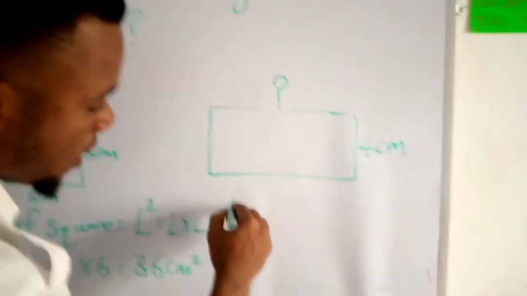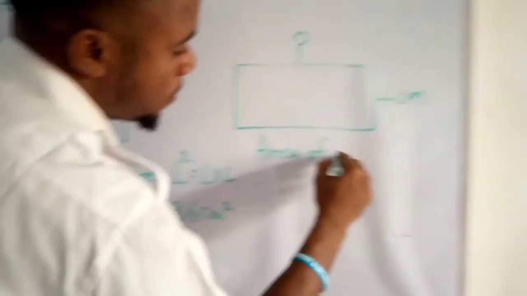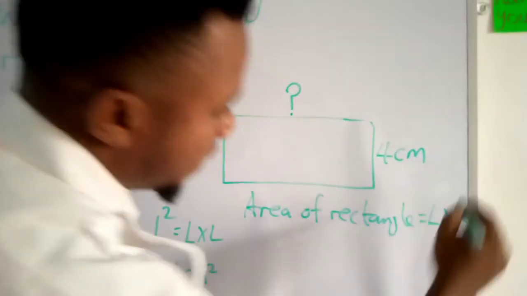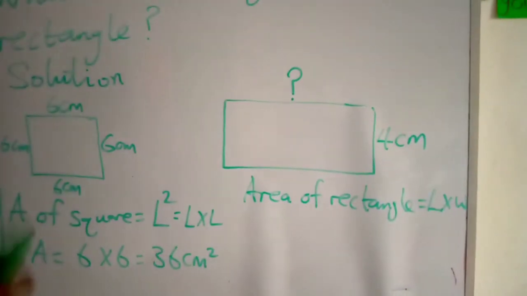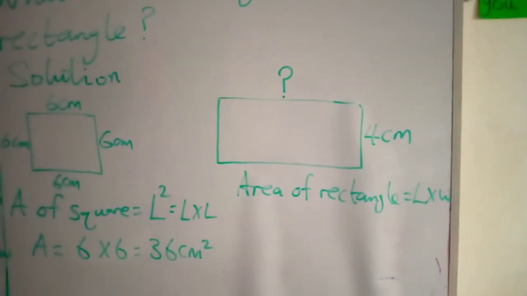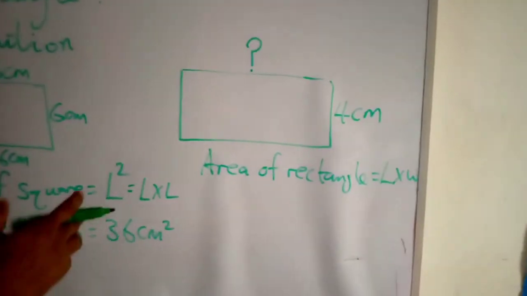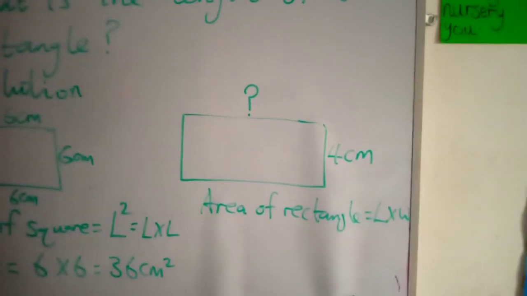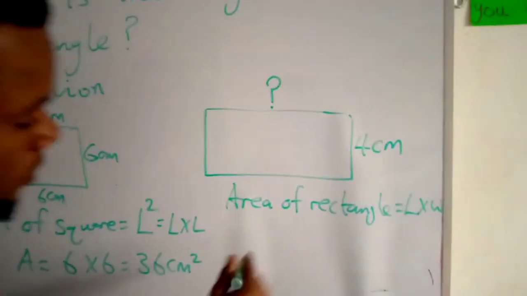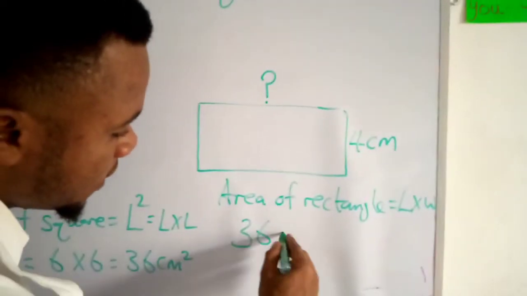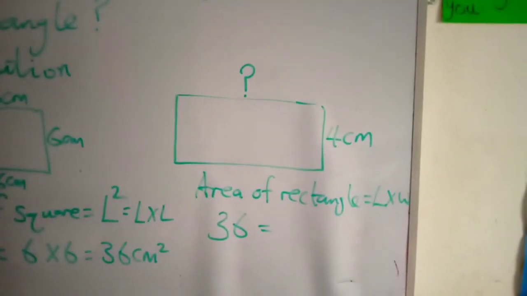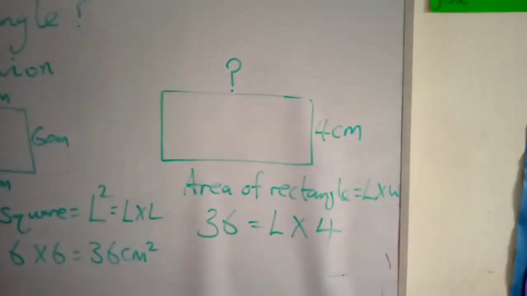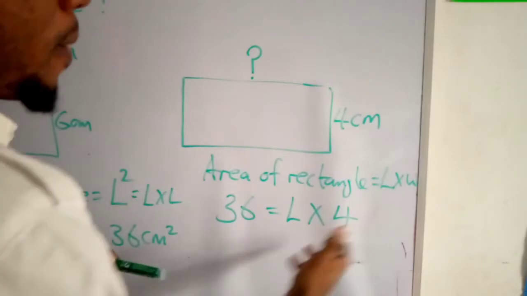So we go to this. Area of rectangle is length times width. Good. Now, the area of a square and the area of a rectangle are the same. So you also use 36, since they say they are the same: 36 as the area of your rectangle. Your length, we don't know, times your width, 4. Remember what I say? Unknown multiplied by 4.